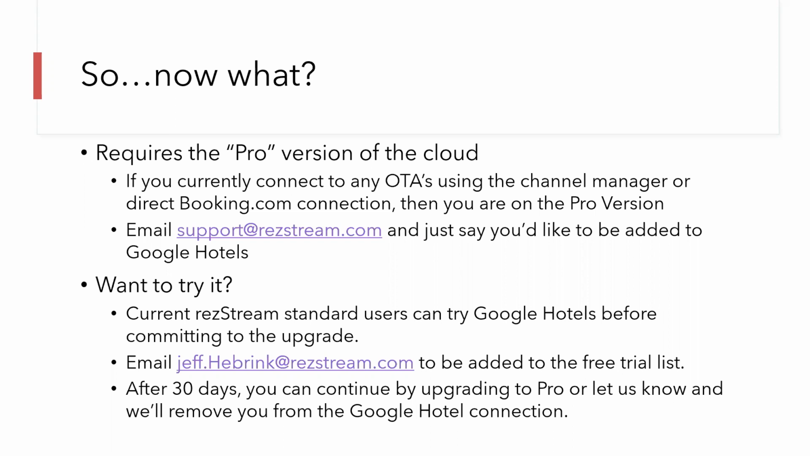And at that point, you can choose to not do the upgrade or continue. If you don't want to do it, we'll remove you from the Google Hotels connection. Or if you want to continue with it, we can arrange the billing there. So from the standard to the pro, there is an additional cost. Again, even before you do the free trial, just reach out to me and I can go through all that stuff.